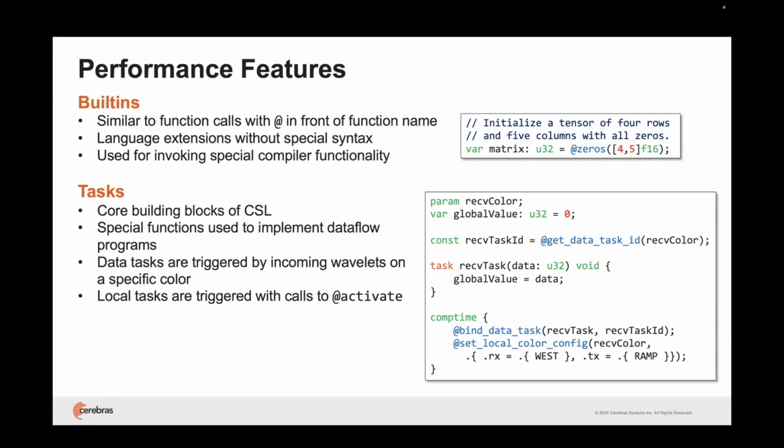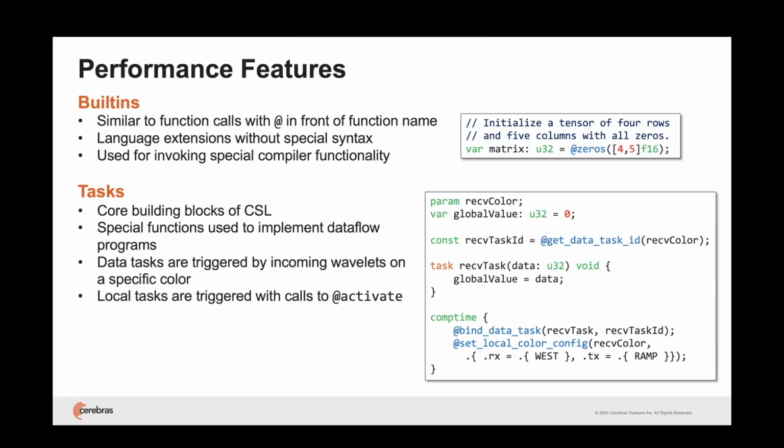As I mentioned, this is a data flow architecture and it's built around tasks, which are just chunks of executable code. That's all they are. They are the core building blocks of programming this architecture. There are two ways to trigger a task. We have local tasks, where at some point in your code you just say, hey, I want to activate some other task when this task is done, and you call @activate, and then that chunk of code will run next.